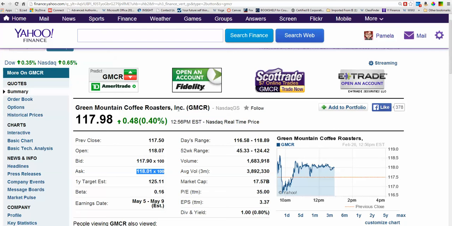I chose Green Mountain Coffee Roasters because they have a pretty decent spread. If you look at other more popular companies like Microsoft, they might only have a penny spread. But again, this is the best bid price and the best ask price. So if I wanted to, as a mutual fund, sell 1,000 shares of Green Mountain Coffee Roasters, I could only sell 100 of them for $117.90. The other 900 are going to be sold at prices that are lower than $117.90.